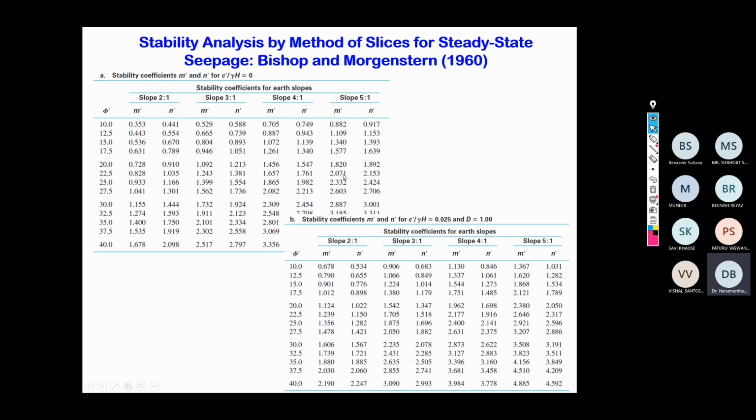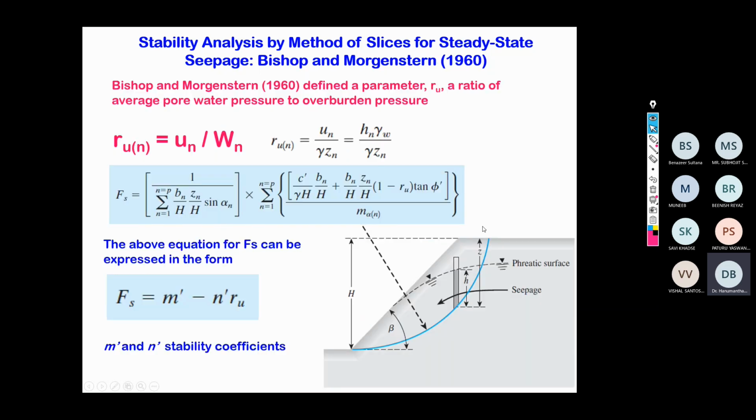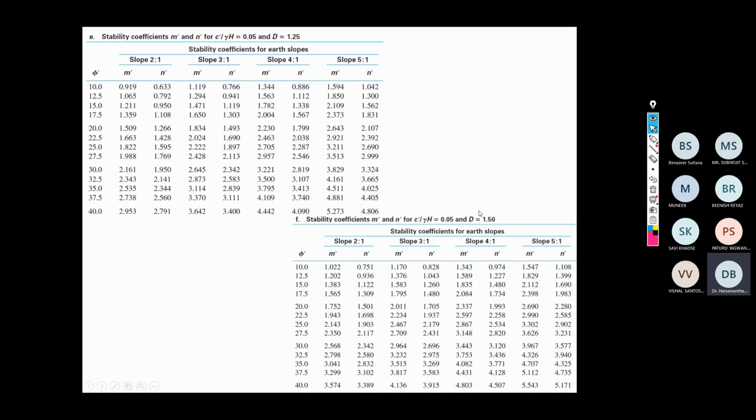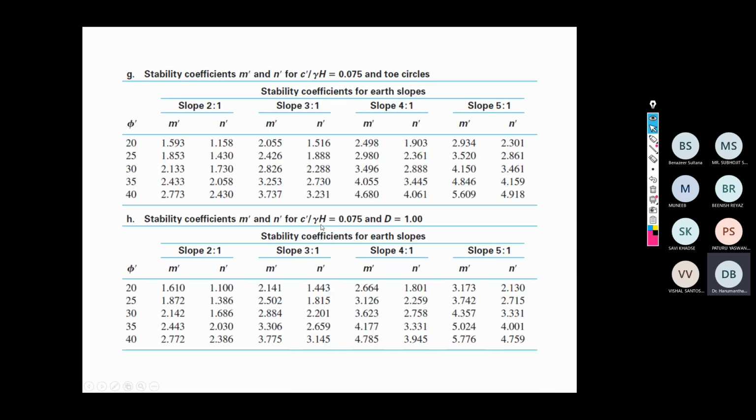These are the charts of m dash and n dash for c dash by gamma h equal to 0, c dash by gamma h equal to 0.025 and depth 1 meter, c dash by gamma h 0.025 and depth 1.25, c dash by gamma h 0.05 and depth 1, c dash by gamma h 0.05 and depth 1.25, and c dash by gamma h 0.05 and d 1.5. So you can use any of the charts depending upon your requirement.